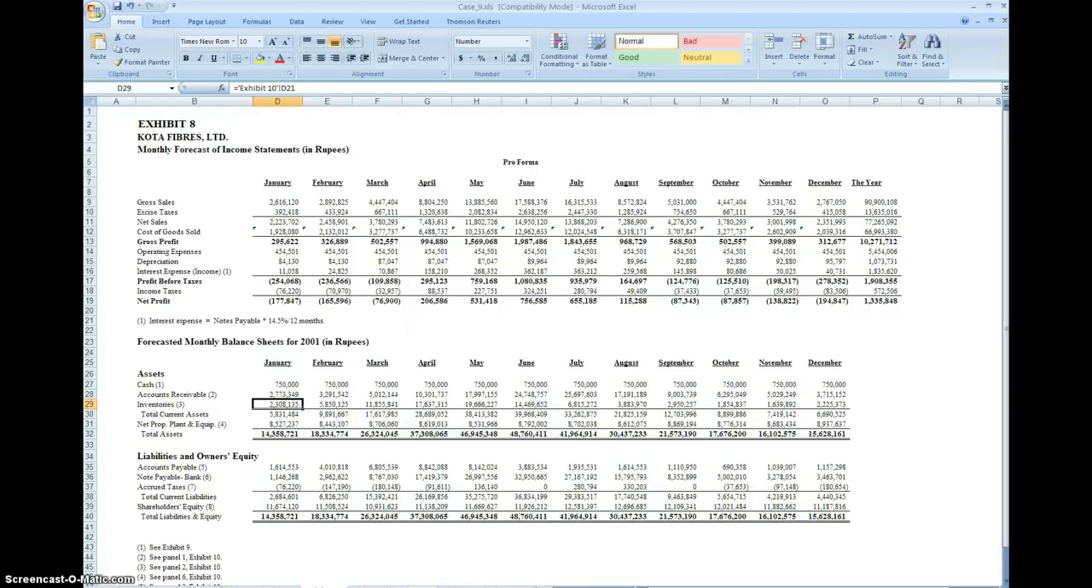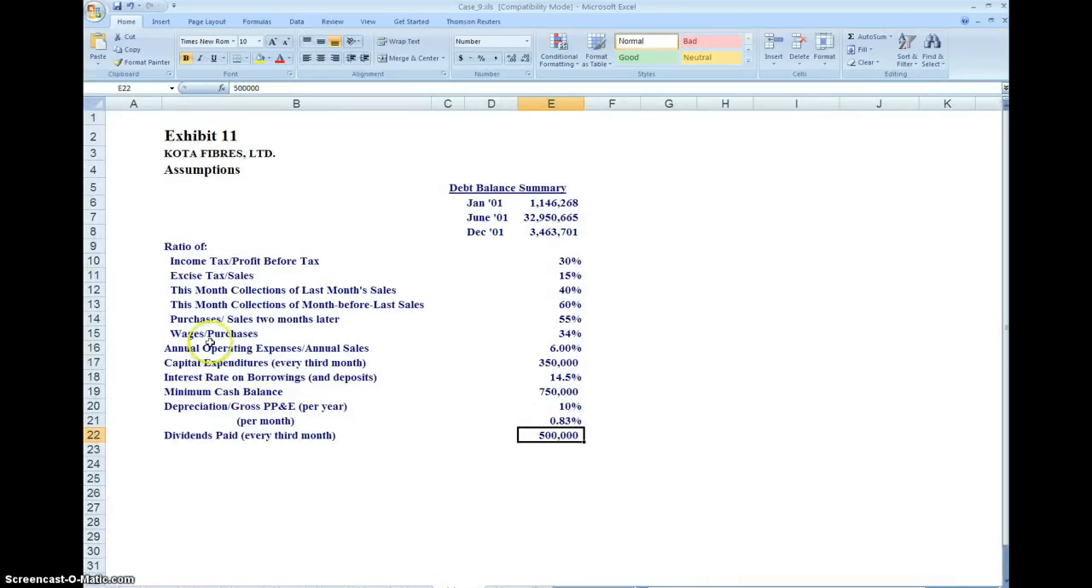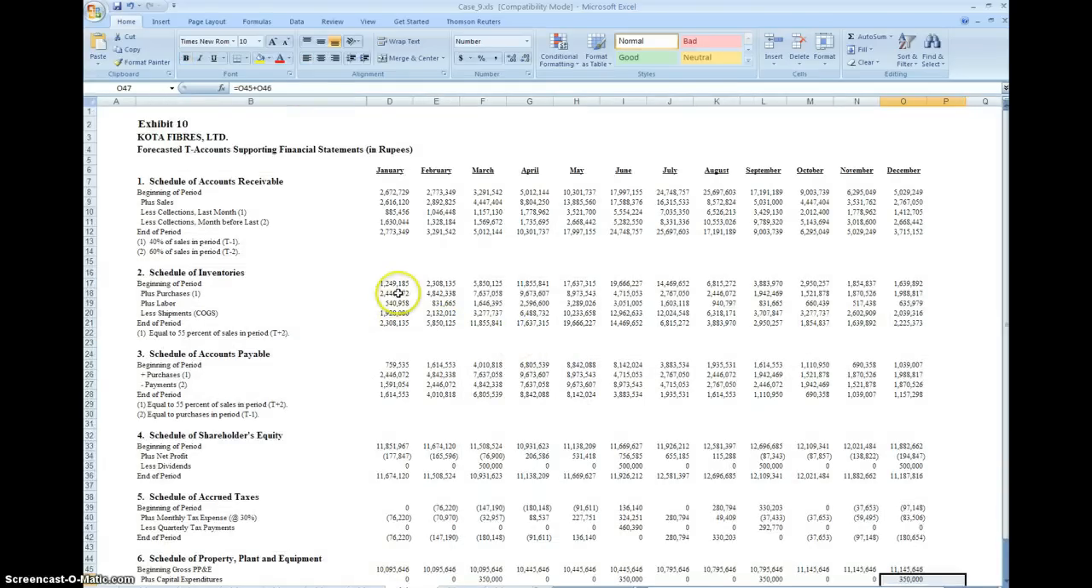Let's look at this very briefly, how they calculate their inventory. I'm going to go to Exhibit 11 and show that the value of their purchases will be 55% of the sales 2 months later. That's going to be in inventory. Those goods in inventory are also going to have to incur some costs in going from raw material to finished goods. So 34% of that value will be added in terms of wages. So going to Exhibit 10, we can see this more clearly.